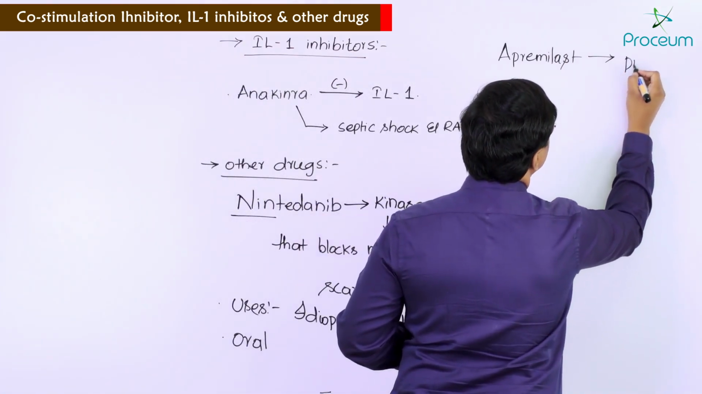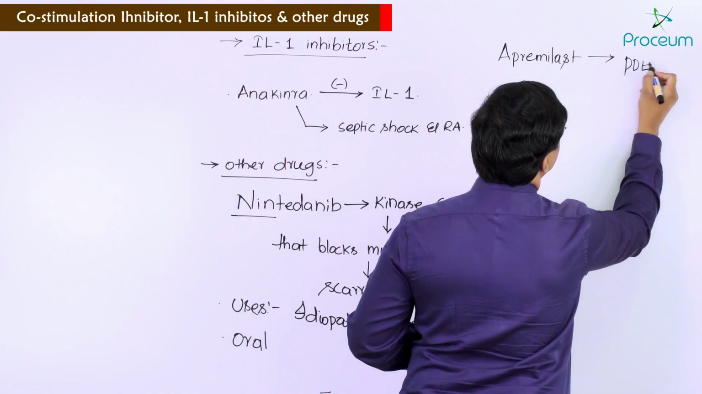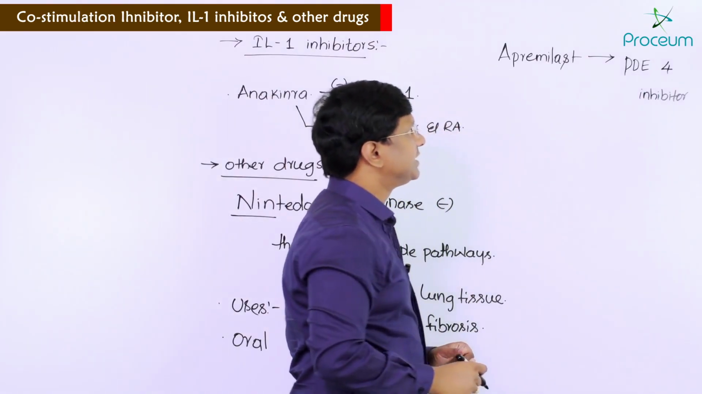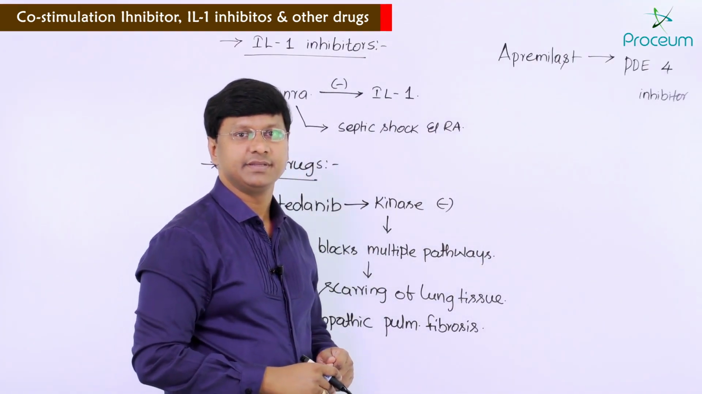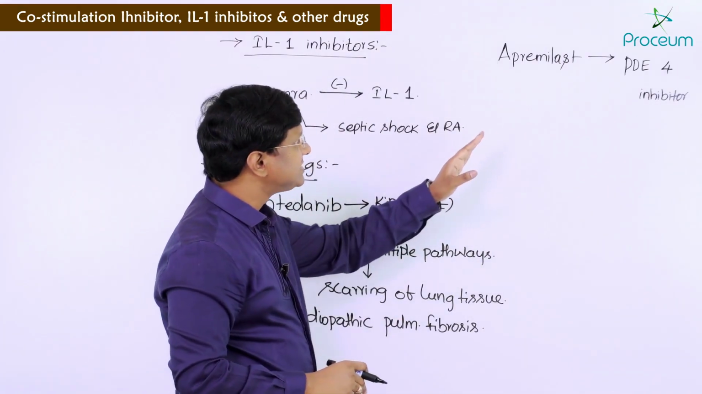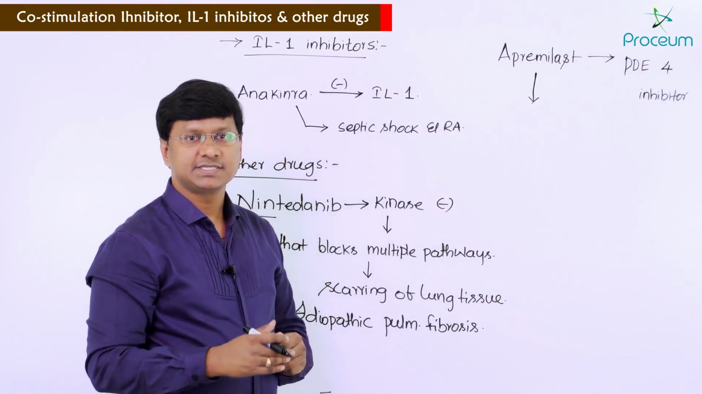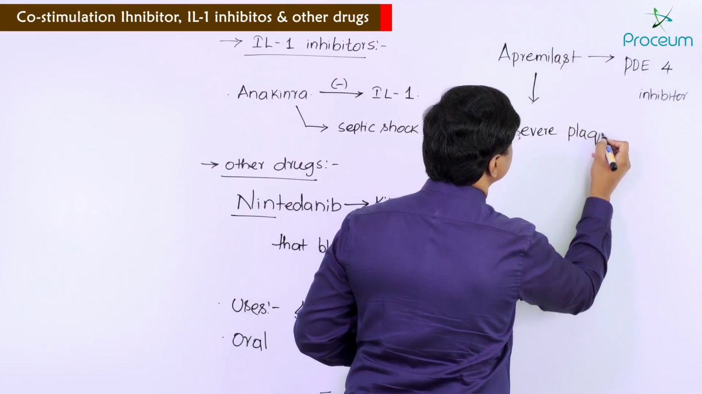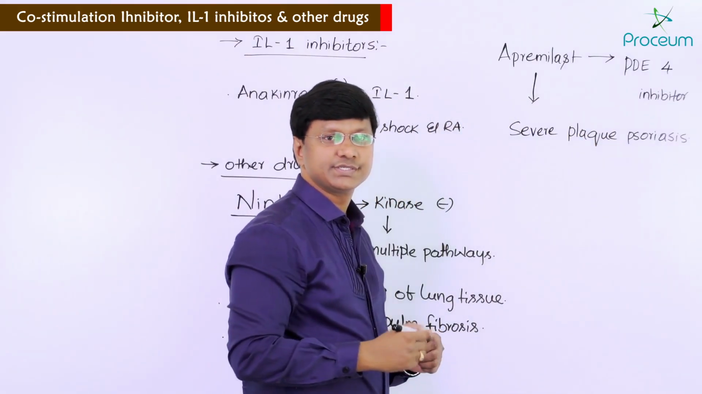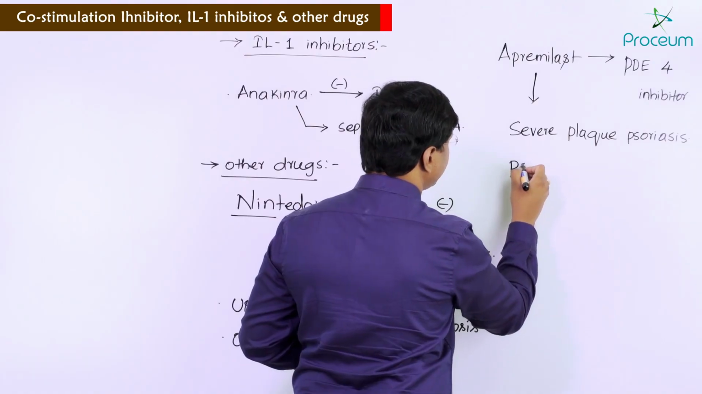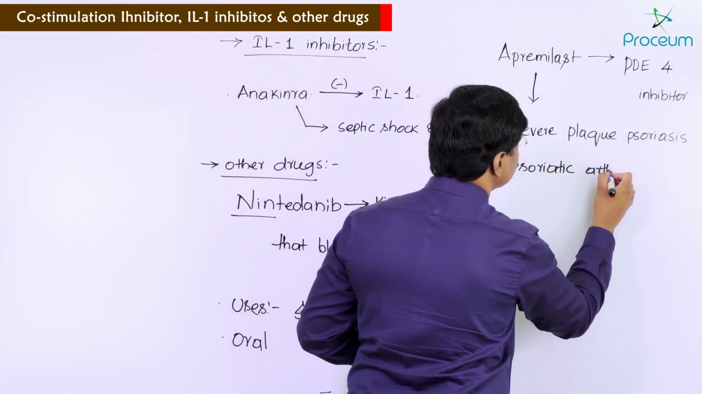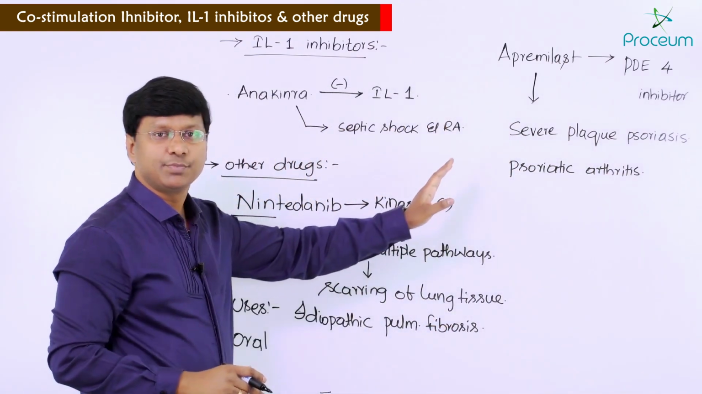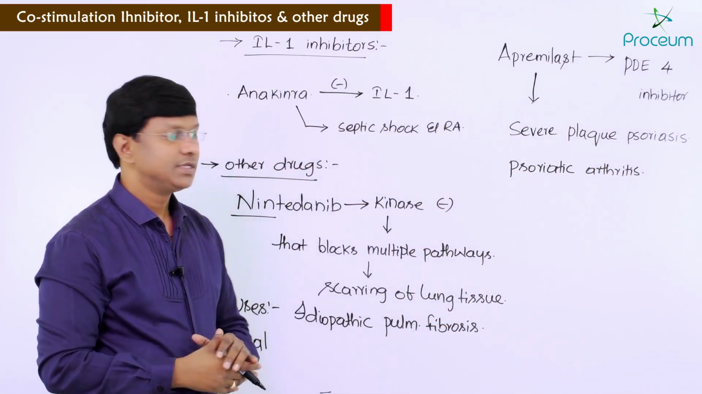So this is a phosphodiesterase 4 enzyme inhibitor. Now where is this indicated? This Apremilast is indicated for severe plaque psoriasis, and not only that, it is also indicated in case of psoriatic arthritis. So this is about your Apremilast.